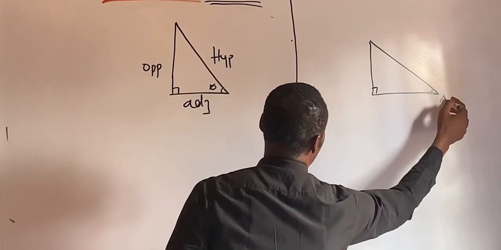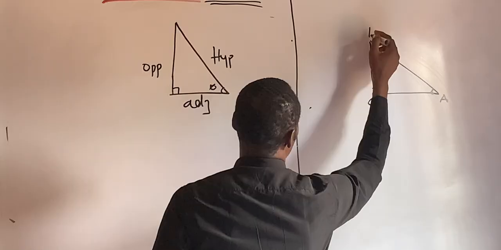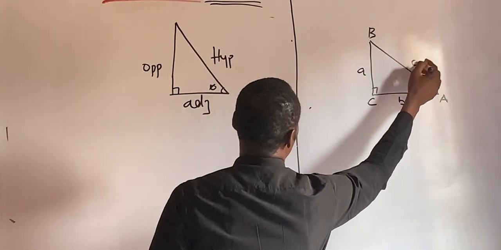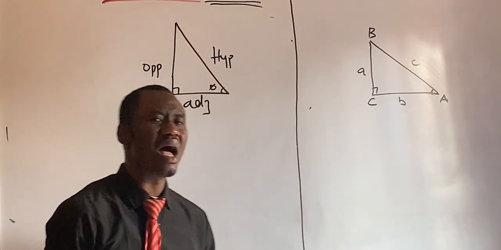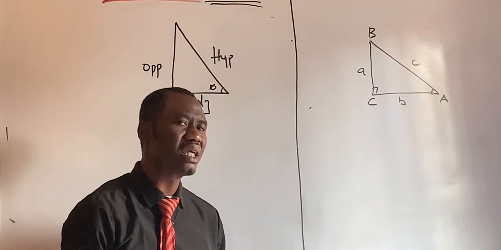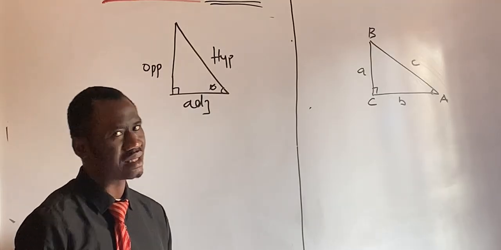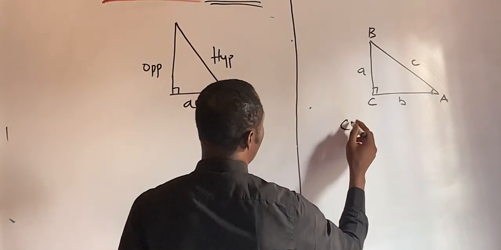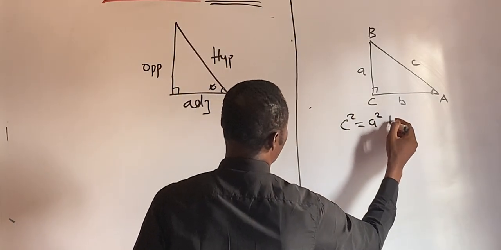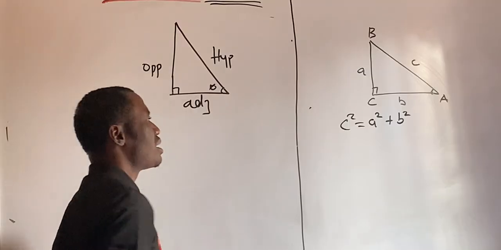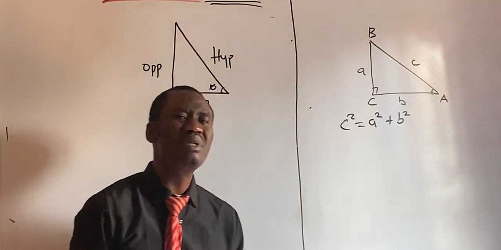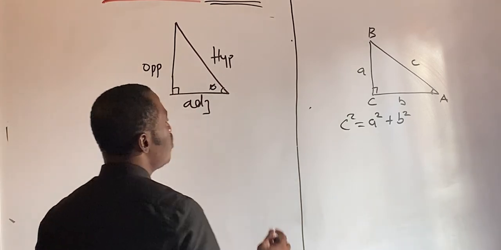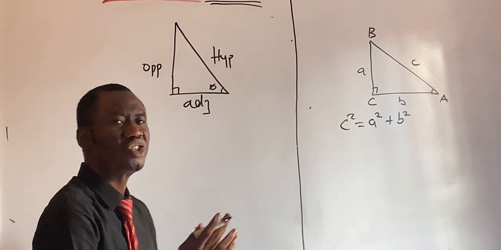So definitely this will be A, this will be C, this will be B. Then this will be small letter b, small letter a, small letter c. Now from this side of the triangle, we can use the Pythagoras theorem to find the missing side. And the Pythagoras theorem is our famous c squared equals a squared plus b squared. That is used to find the missing side of the triangle. All right, now, having known that, we will go to the trigonometry ratios.